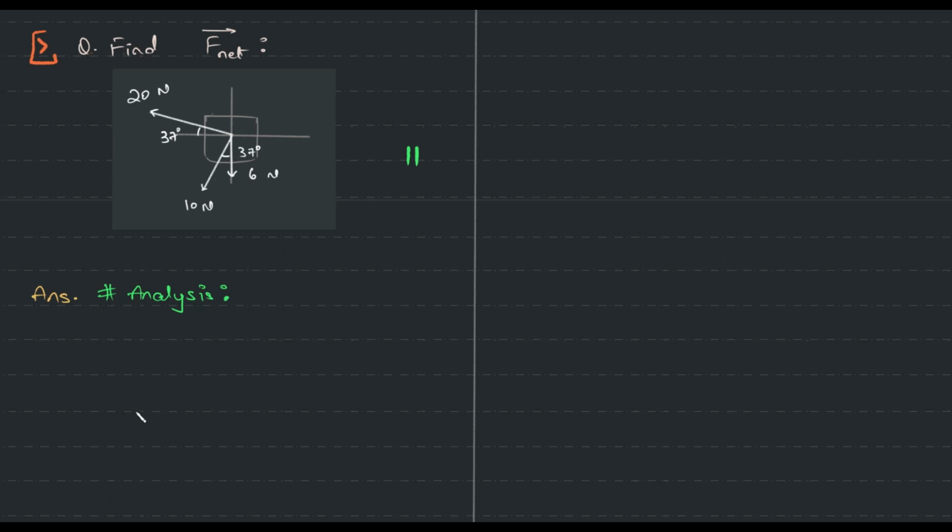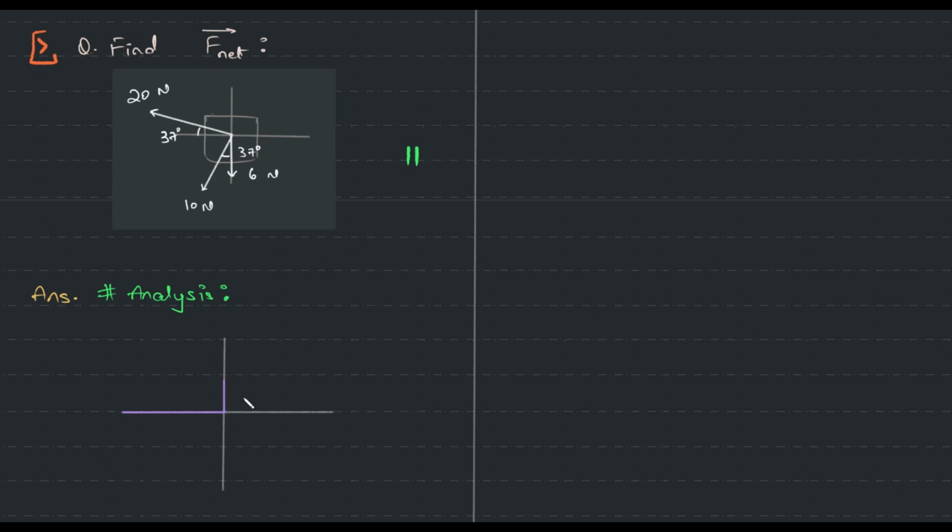To solve any question which deals with vectors in different directions, other than in one dimension, in two dimensions, we need to resolve them. So we'll start off by resolving, say, 20. So we have 20 somewhere over here.